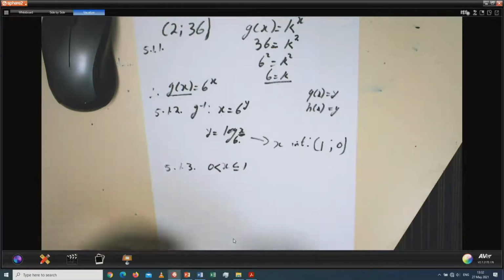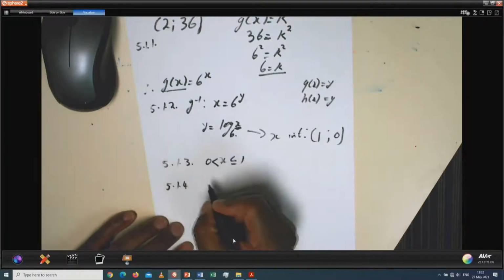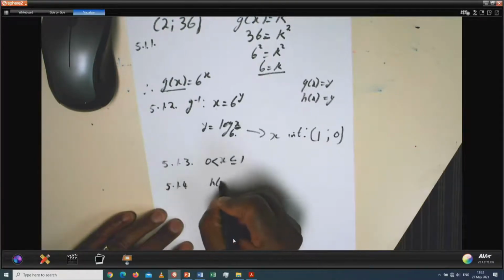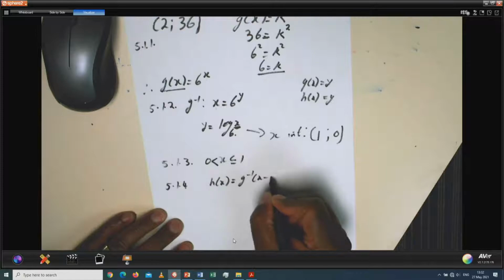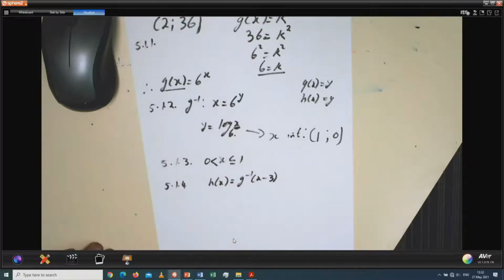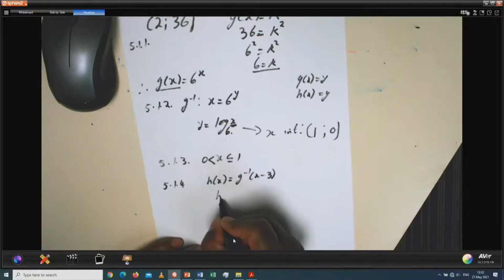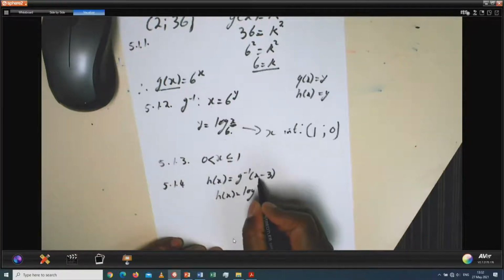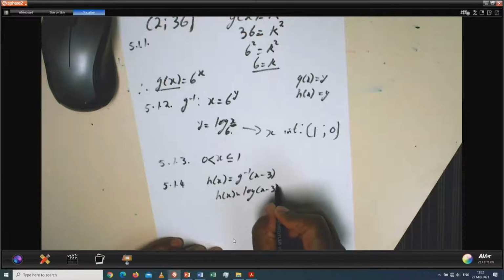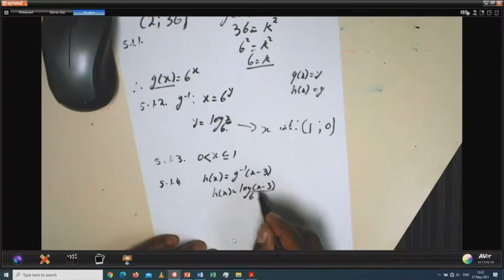5.1.4. We need to write down the domain of h, and it's given that h of x is equal to the inverse of x minus 3. That is what is given. Remember, our inverse is here. It means h of x is equal to the log of, instead of x here, we write x minus 3 base 6. So for this to be defined, this number here must be greater than 0.